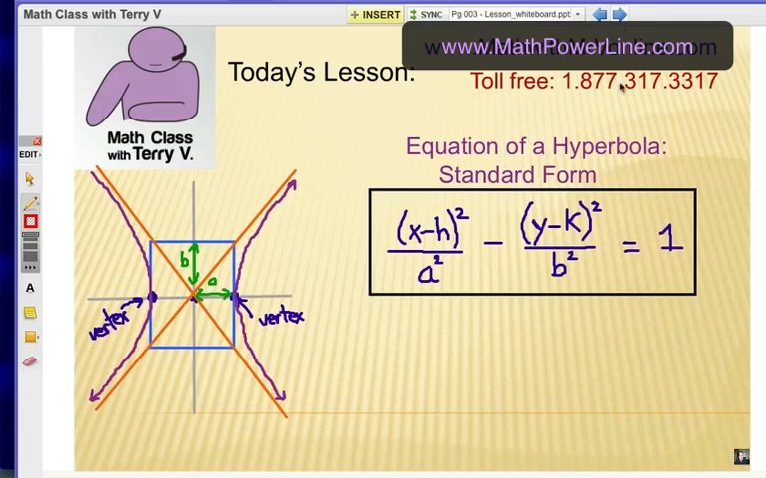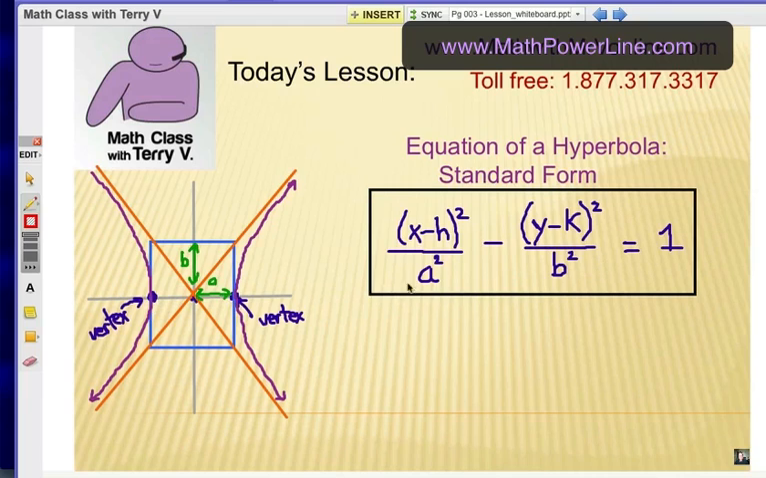Now, the hyperbola formula in standard form looks like this. And notice the subtraction sign between these two x and y groups. If it's a plus sign, actually it turns into an ellipse. All right, something kind of interesting there. So for the hyperbola, you want to make sure you have a subtraction sign in between. Now the h and the k in this form determine the center. And the center is, of course, halfway between the two vertexes of the hyperbola.